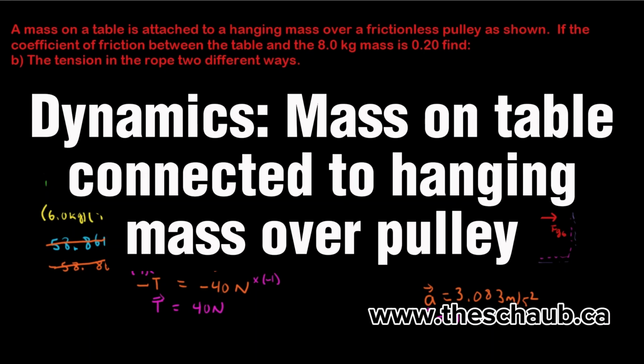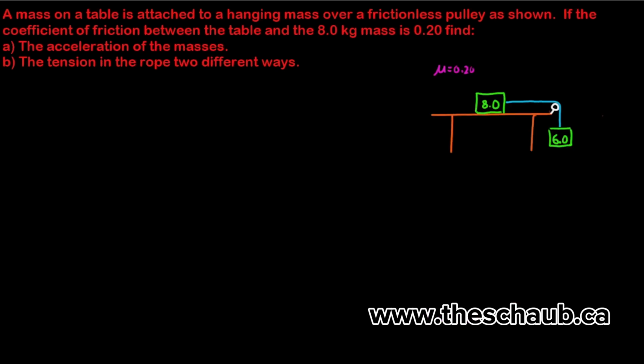Welcome to this question on dynamics, where we analyze a mass on a table attached to a hanging mass over a frictionless pulley. A mass on a table is attached to a hanging mass over a frictionless pulley as shown. If the coefficient of friction between the table and the 8 kilogram mass is 0.20, find the acceleration of the masses and the tension in the rope two different ways.